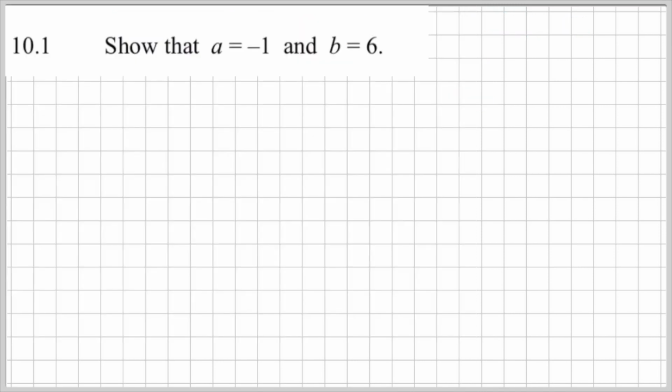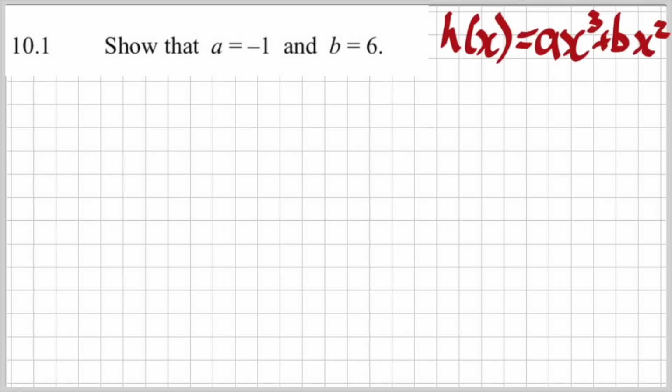The first question says, show that a is equal to -1 and b is equal to 6. Remember that that comes from that equation. Please don't confuse small case a with capital letter A. Okay, please don't confuse those two with each other. It is very important that you don't confuse them. So when we look at this specific sum, they are actually asking me to determine the equation.